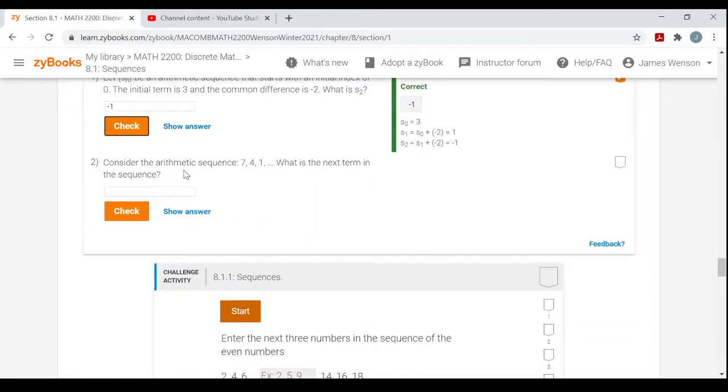And then here's an arithmetic sequence. They're telling you it's an arithmetic sequence. 7, 4, 1. What's the next term in the sequence? Well, what's being added every time? 7 to 4, that's -3. And then 4 to 1, that's adding -3. So the common difference here, the d, is -3. So subtract 3 again. 1 minus 3 is -2. The next term in the sequence is -2. Very, very simple.